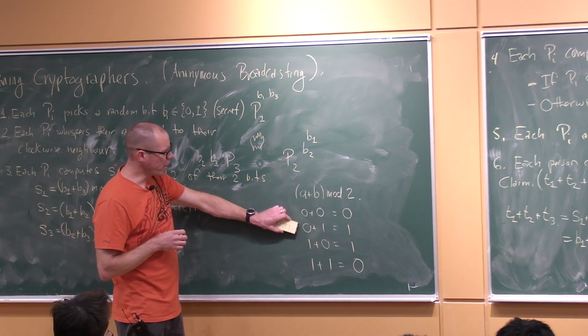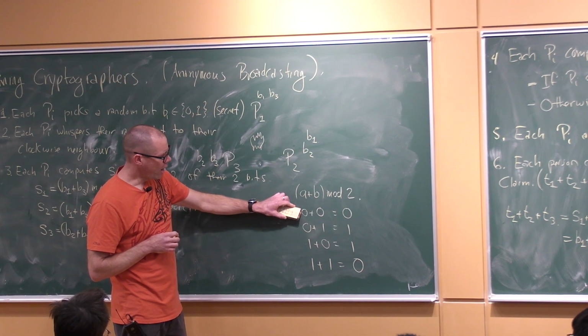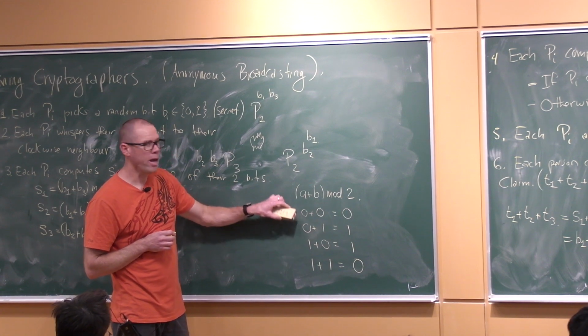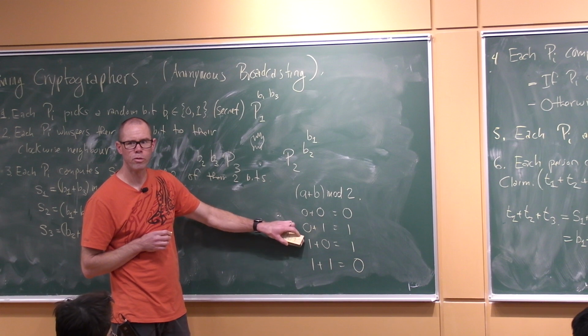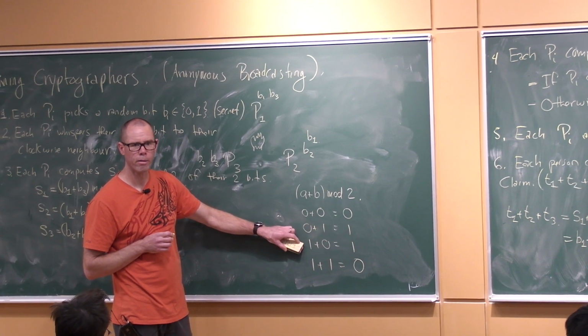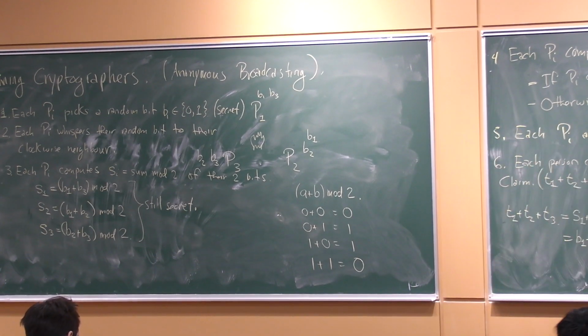So A plus B mod 2 is equal to 0 exactly when A is equal to B. Either they're both 0 or they're both 1. If the two bits are different, then you get a 1 here. What does that mean for this formula?